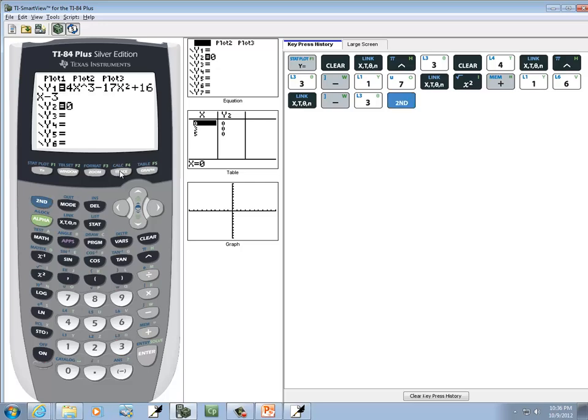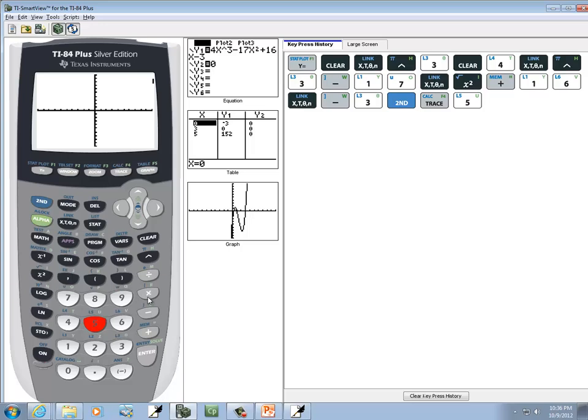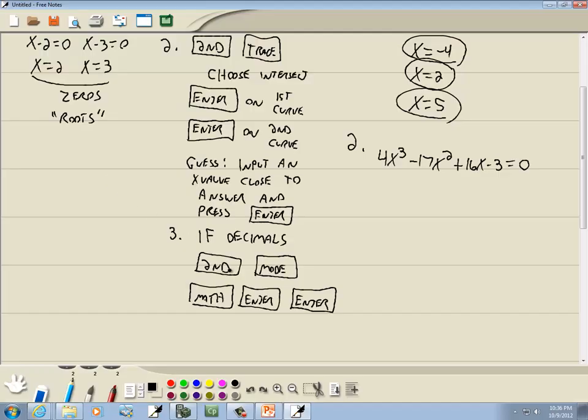So let's do a second trace, choose intersect. Looks like maybe 3, 1, and maybe a half, maybe 1/3. Now you see it says first curve, so we press enter on first curve. It says second curve, so we press enter on it. And for the guess, let me type in 0 and press enter. Now it comes back and tells us 0.25.